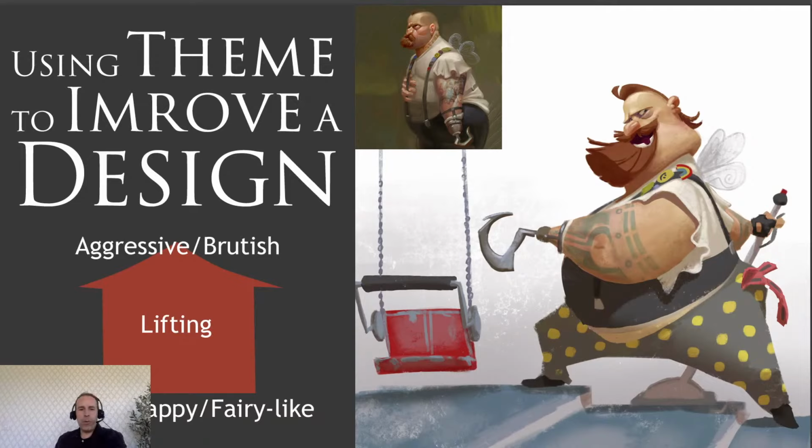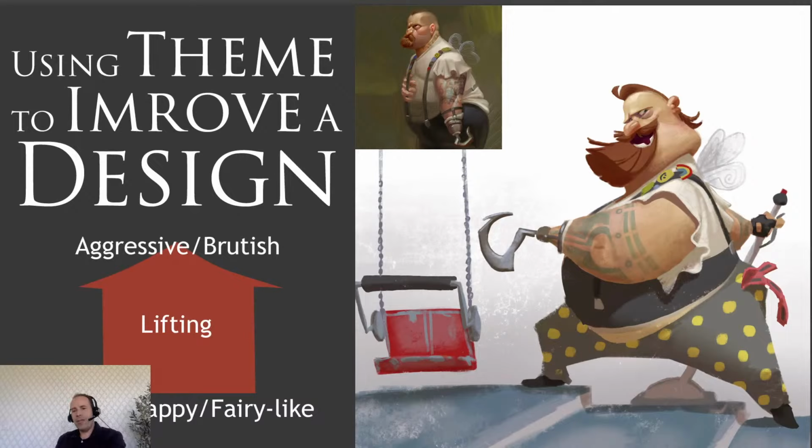What's interesting also about this is that you could show this to somebody and you could ask them, what kind of ideas are you getting from this? When you look at this, what is it making you think about? What's it making you feel? And they're actually going to start bringing up thematic components. We didn't have to tell them the aggressive brutish thing is being lifted by this cheery, happy, fairy-like thing.